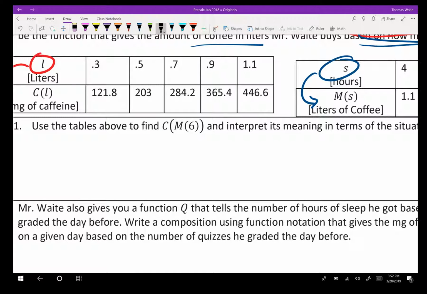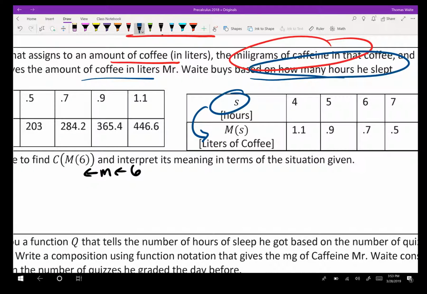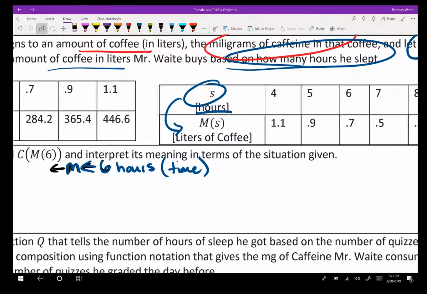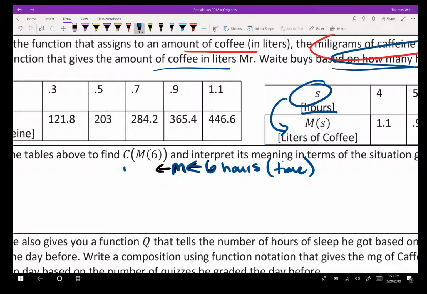Whenever I see a composition or a composite function like this, I always want to think about what each input and output will be. I know that 6 is my input, and it's being put into M. M only takes in time in hours, so this is going to be 6 hours. This is a time. So I have a function that's taking in a time, 6 hours, and if that goes into M, it's going to give me out some liters of coffee. That's what's coming out of M.